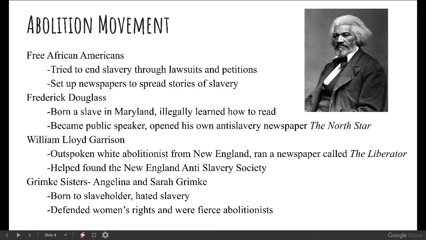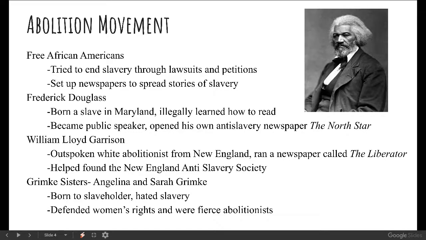You're going to get a lot of different people participating as well. You'll have free African Americans trying to end slavery through things like lawsuits and petitions, trying to get legislation passed, different things like that. But a lot of them set up their own newspapers to spread stories of slavery and to really showcase the horrors of what slavery was all about and the experience of the slaves to try to get sympathy from people.